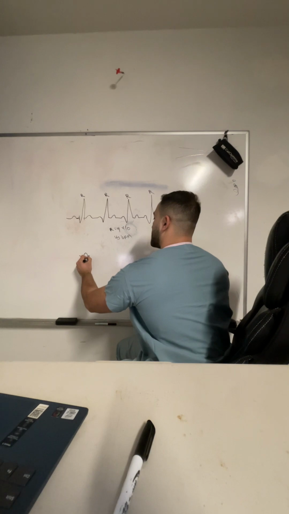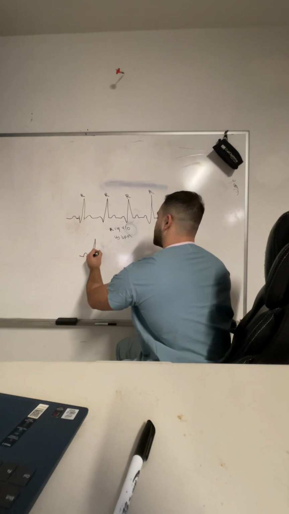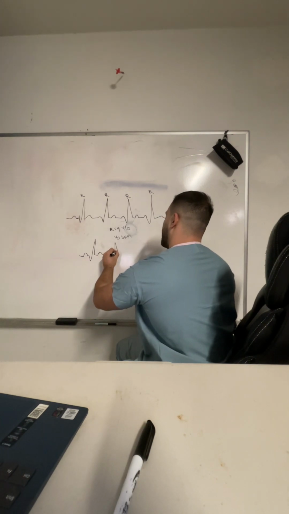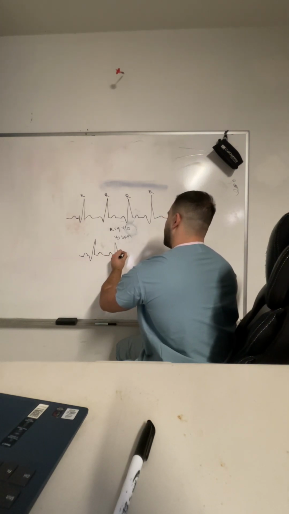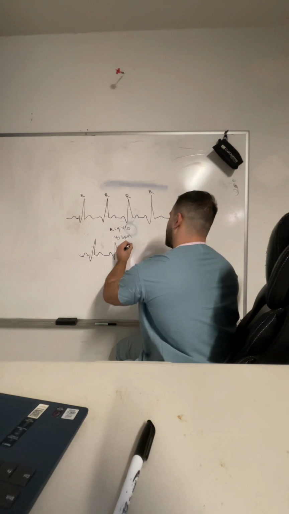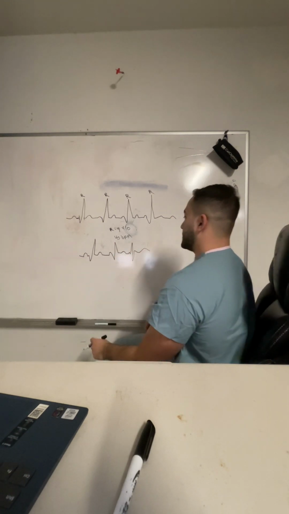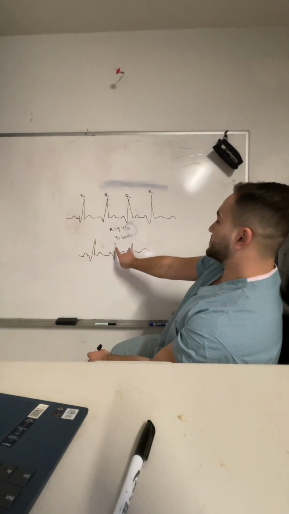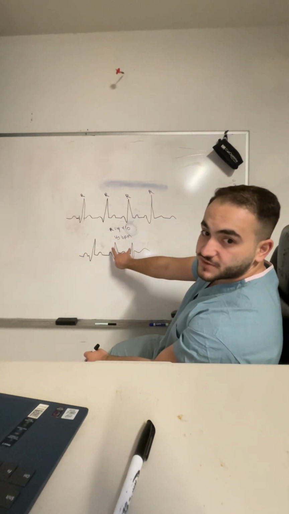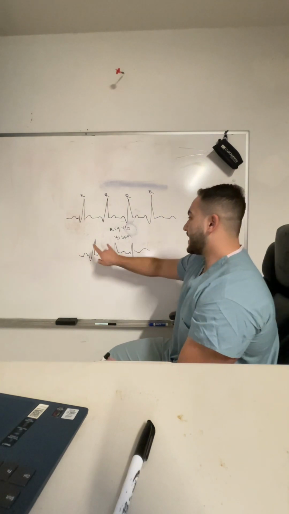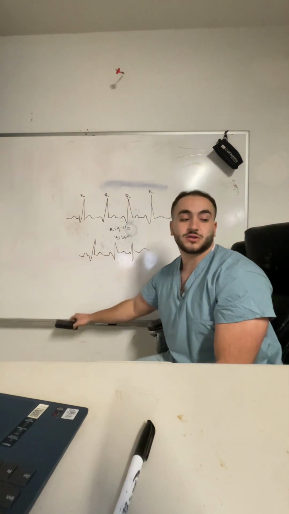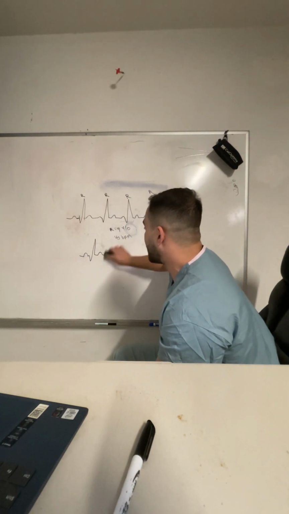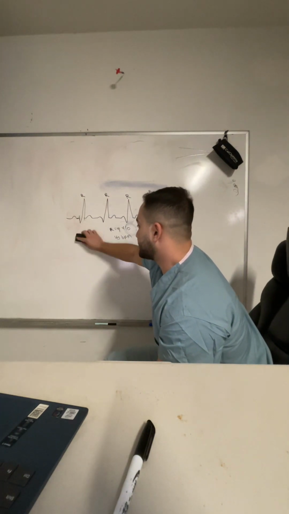Now, something that isn't regular, look at this bottom one. Here's our P, Q, R, S, T, P, Q, R, S, T, and then P, Q, R, S, T. Notice how this one and this one have a nice gap between them, and this one and this one are a little close, right? They're close friends. So now I cannot say that our rhythm is regular, because our ventricular contractions are happening at different intervals of time.